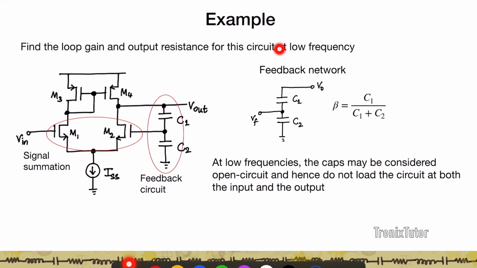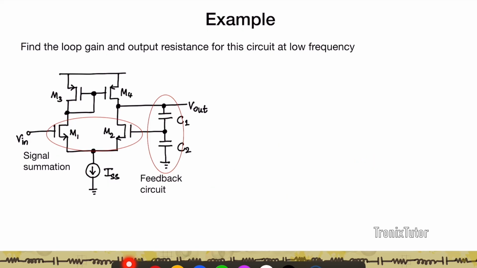So it's a low frequency. Remember, it's given low frequency, so I can assume this essentially to be a DC kind of a setup. And so I'm looking at the voltage distribution across C1 and C2. So my beta is going to be given by C1 upon C1 plus C2, right? So at low frequencies, the caps may be considered open circuit. Now, because they are caps, they are not going to load my circuit, right? Because they're not going to pull any current.